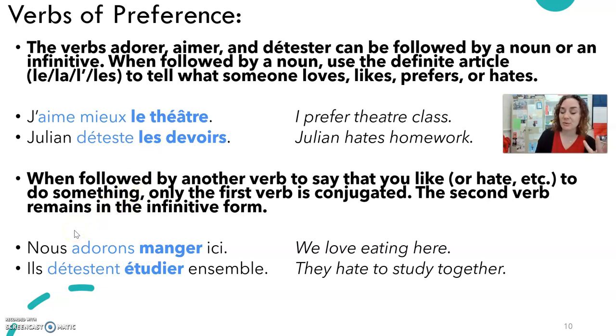And when you follow it with another verb, you don't conjugate that second verb, you leave it in the infinitive form. So if you want to say you like, love, or hate an activity, you will conjugate love or hate or like, but you won't conjugate the second thing. Just like in English, we love to eat here. "Nous adorons manger ici." They hate to study together. "Ils détestent étudier ensemble." They hate conjugated, to study not conjugated.